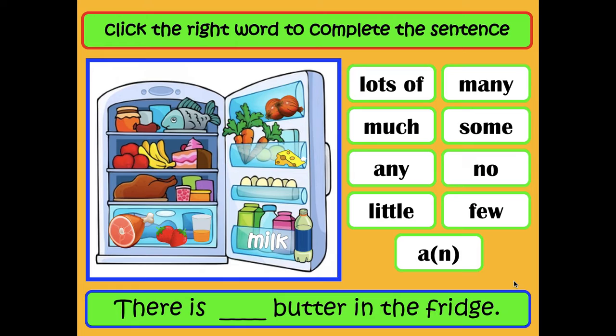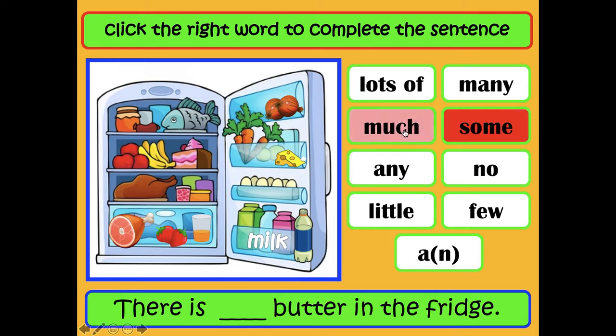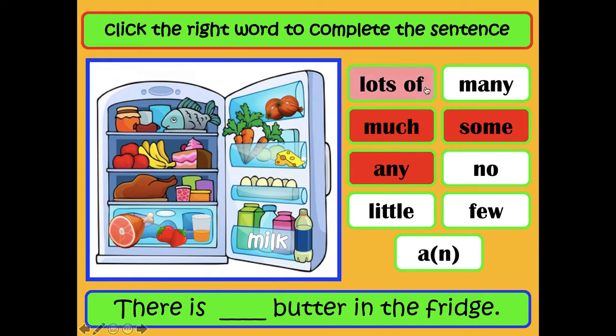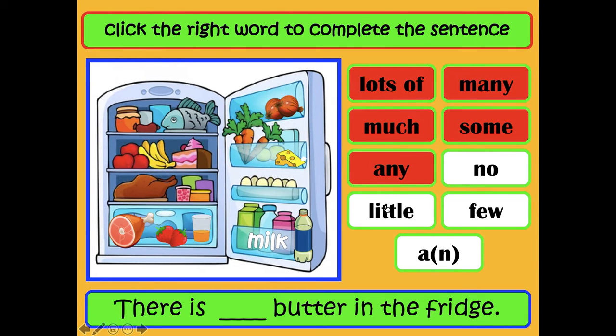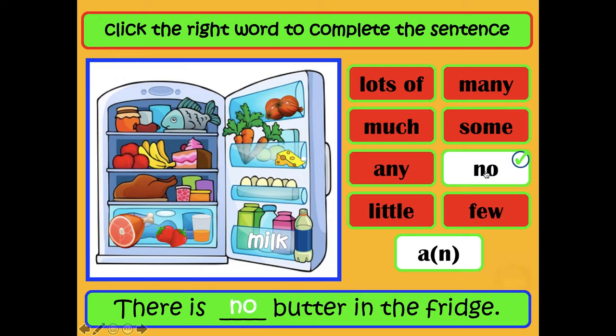The next one, there is butter in the fridge. There is, and we are indicated that we have something here, some butter in the fridge, and we need to use a lot of, many, much, some, or any. There is some, no. Much, no. Can you see the butter? Any, no. A lot of, no. Many, no. A little, no. Few, no. We have none. There is no butter in the fridge.